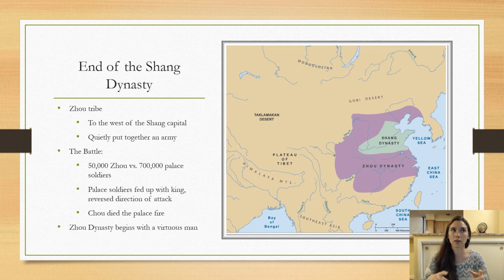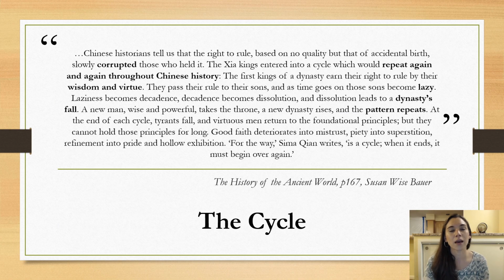like when the Xia dynasty ended in corruption and the Shang dynasty begins with Tang, who was a virtuous man. This is something we're going to refer to as the cycle. Susan Wise Bauer says, Chinese historians tell us that the right to rule based on no quality but of accidental birth slowly corrupted those who held it. Meaning, if you are just becoming king because you just happen to be born into that family, that will corrupt you. The Xia kings entered into a cycle which would repeat again and again throughout Chinese history. So we will see this again.